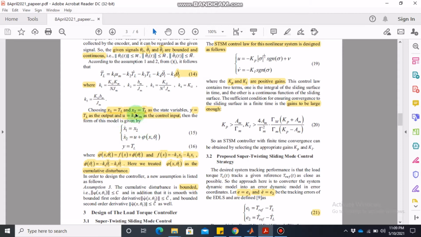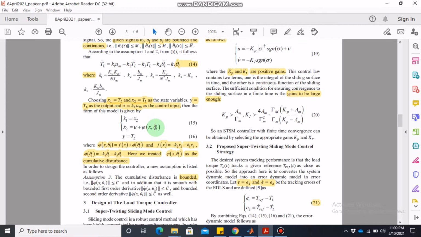Because the final control law given later on in the paper is directly in the form of u, we can just skip this somehow, or otherwise if there is a typo in the paper, then we need to multiply k1 with the u, which should not be very difficult, because k1 is just a constant given by kg km over n times jm. So this constant is given in the paper.